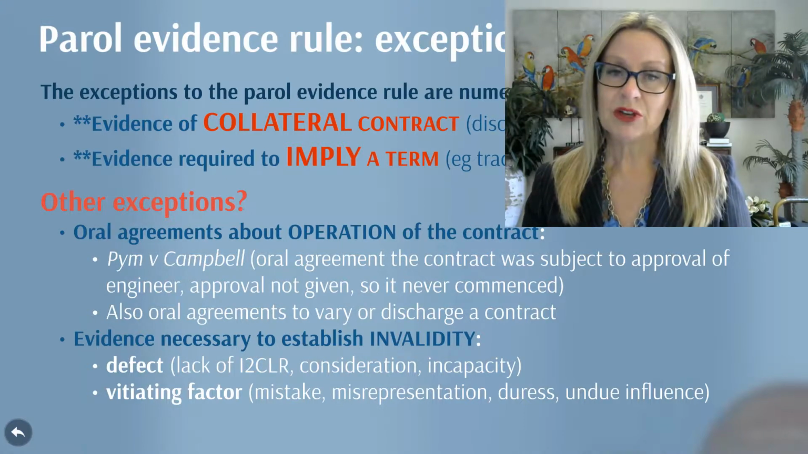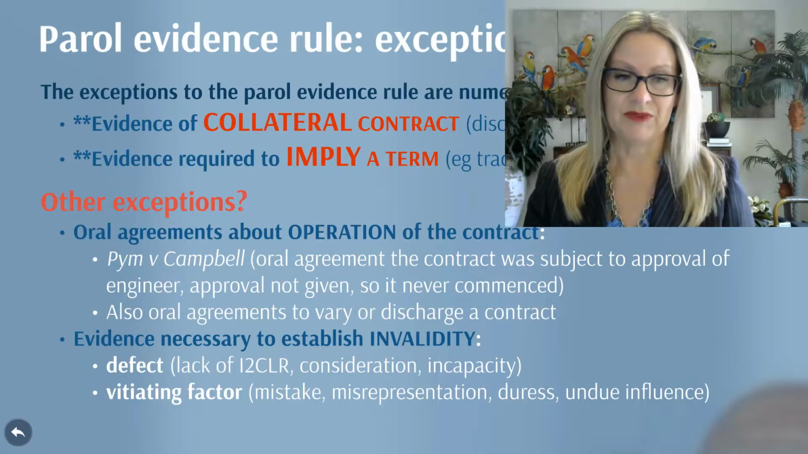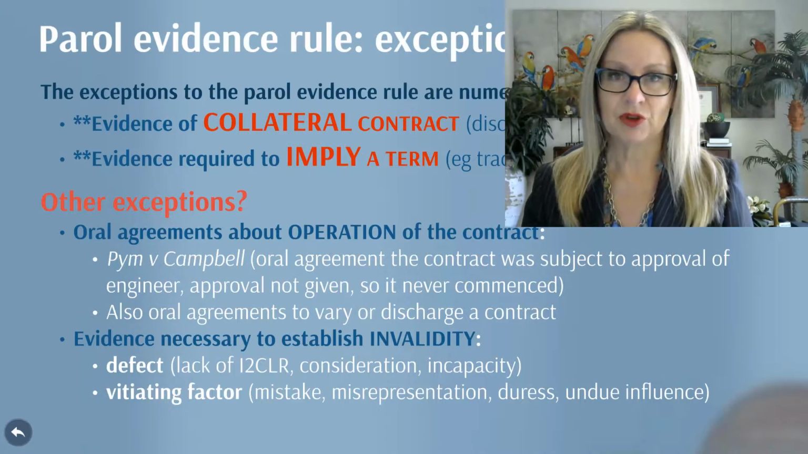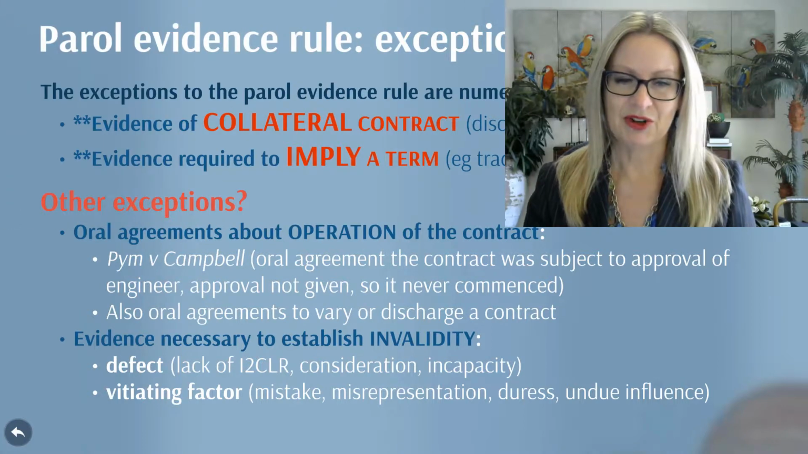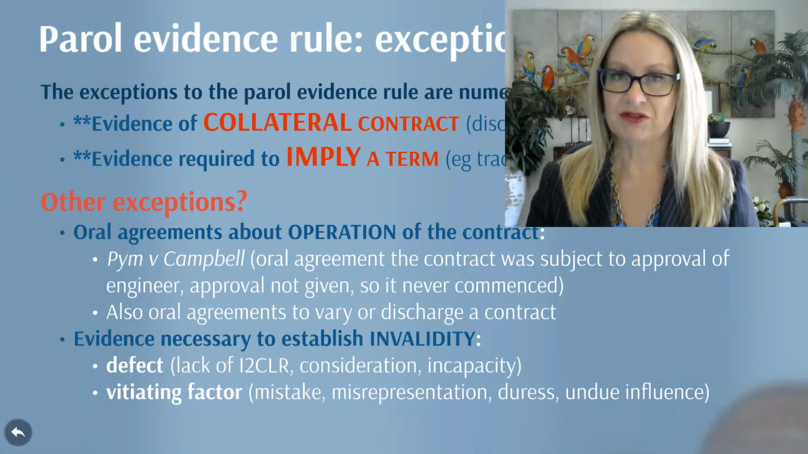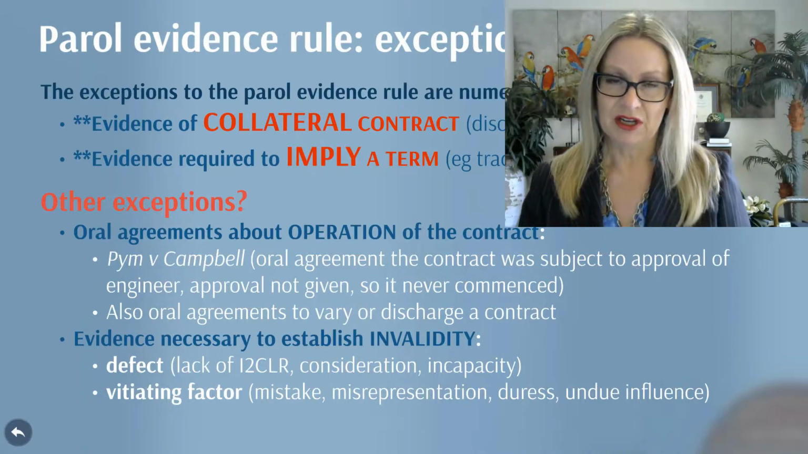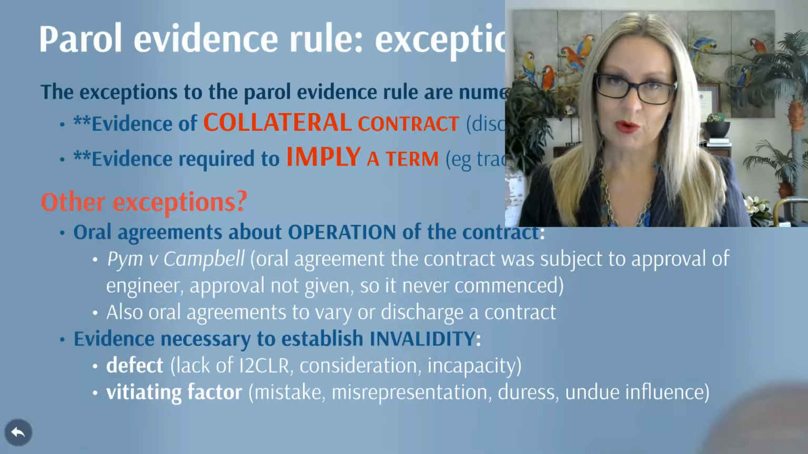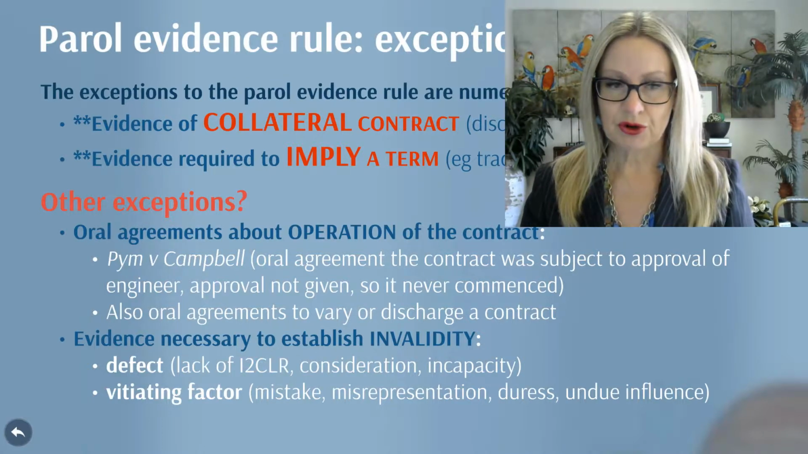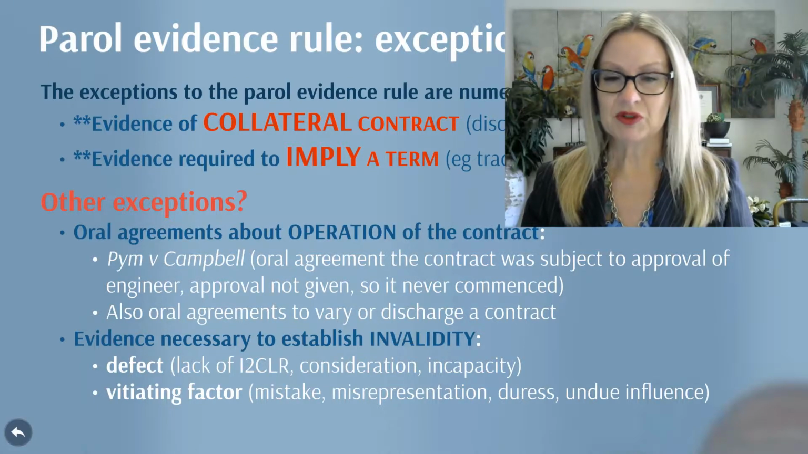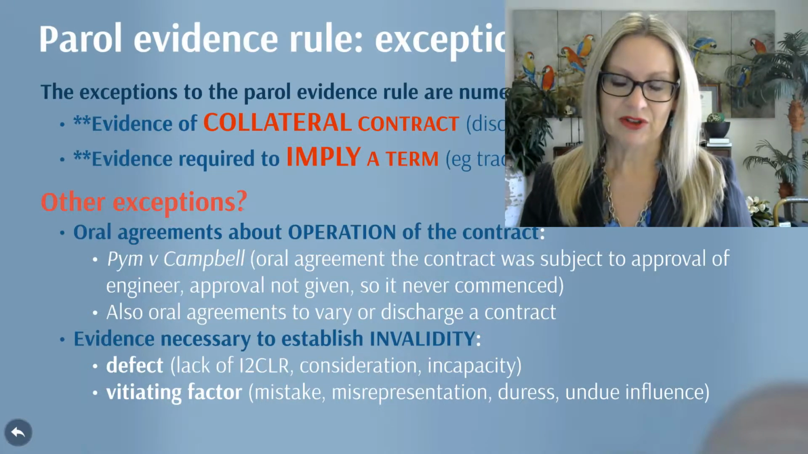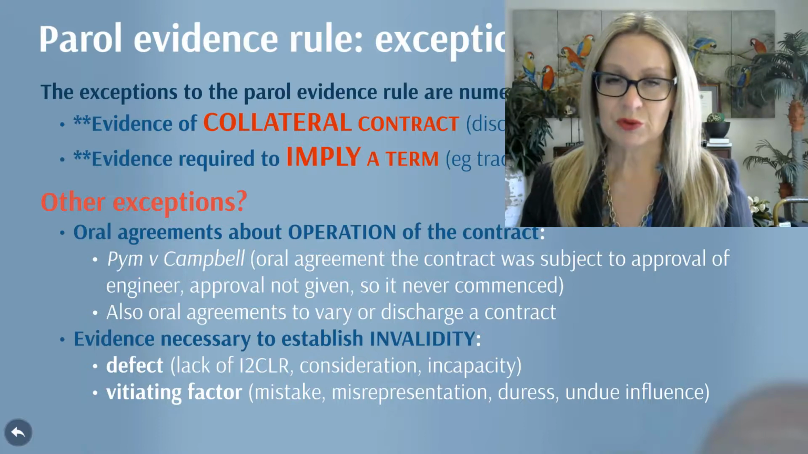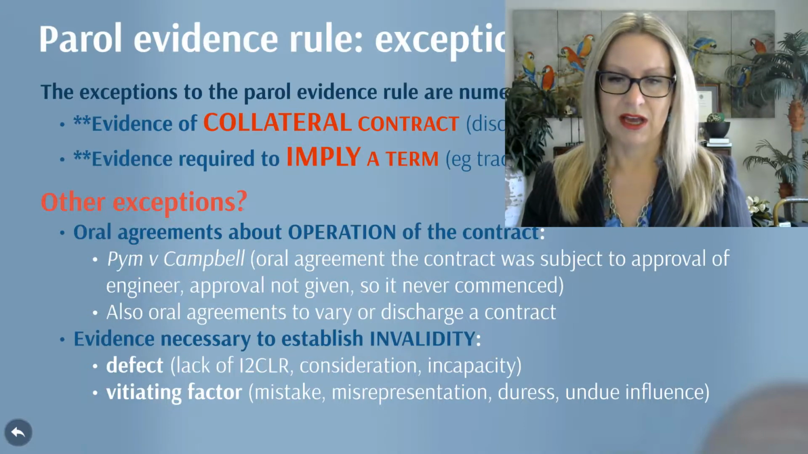And you'll be looking at this range of issues later on in contract law. Some of them we've come across already. So where you've got a defect like lack of intention to create legal relations, or lack of consideration, or some kind of incapacity on the part of one or more of the parties, you can introduce evidence to show that. Similarly, the vitiating factors: mistake, misrepresentation, duress, undue influence, unconscionable conduct, misleading or deceptive conduct, all of which we'll cover in this unit. If you need to make an argument that the contract was vitiated by one of these factors, then the court will let in evidence to help you establish that.